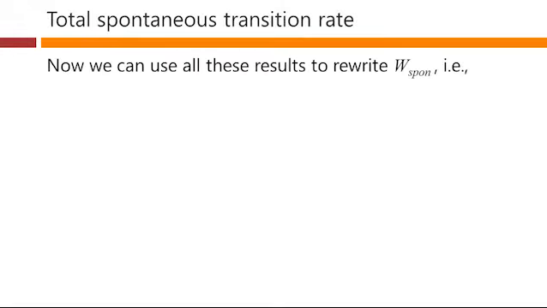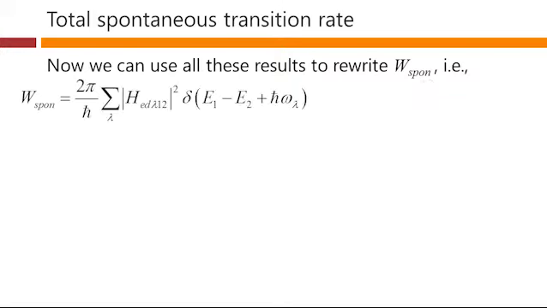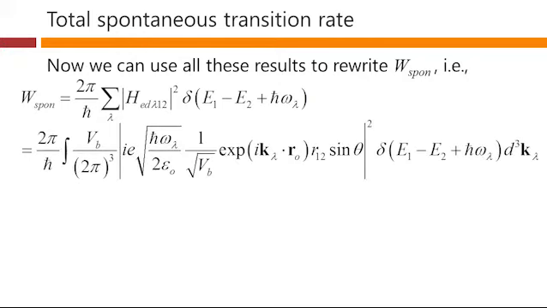Now we can use all these results to rewrite the total spontaneous transition rate. That is, this expression here, summing over our modes, becomes this integral here. So we still get our 2 pi over h bar out the front. We are integrating using the density of states. And we have our delta function, and we have our matrix element. And we have our propagating wave in here. That is the amplitude of the electromagnetic wave at position R0.